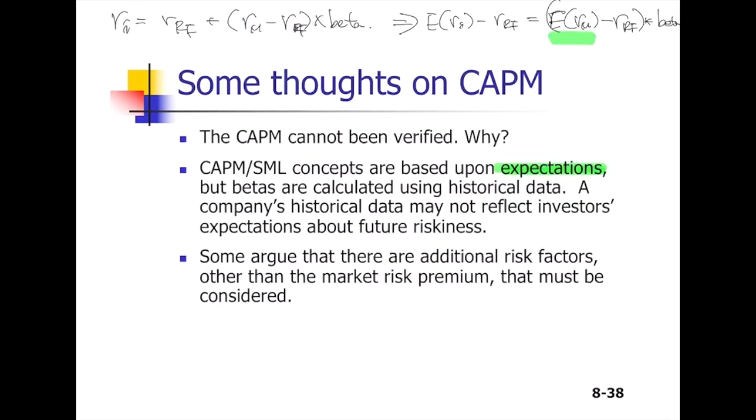Explain again. Yeah, CAPM concepts are based upon expectations. So here, right? But we don't have the crystal ball, so we cannot know the future return, right? So betas are calculated using historical data, and the historical data may not reflect investors' expectations about future riskiness. So we cannot verify whether the CAPM is right or not.